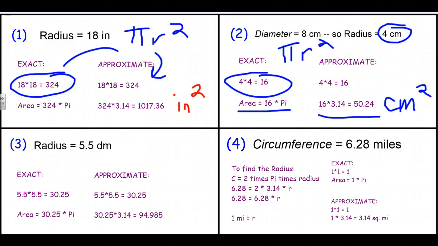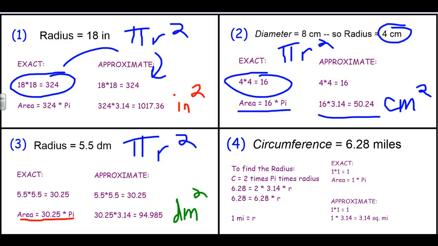For number 3, the exact area, we have pi r squared as our area formula. R is 5.5. 5.5 squared is 30.25. So the exact area being 30.25 times pi. The approximate area being 30.25 times 3.14, which is 94.985 square decimeters.